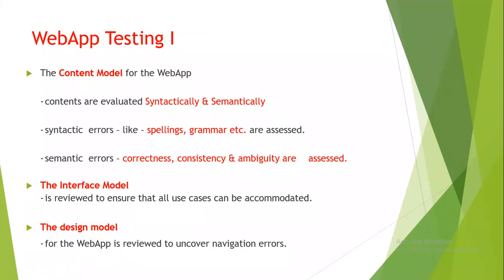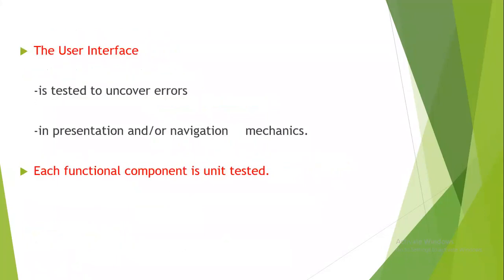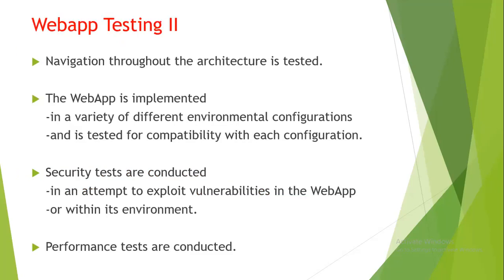The interface model is reviewed to ensure that all use cases can be accommodated. The design model for the web app is reviewed to uncover navigation errors. The user interface is tested to uncover errors in presentation and/or navigation mechanics. Each functional component is unit tested. This is the web app testing, second: navigation throughout the architecture is tested.